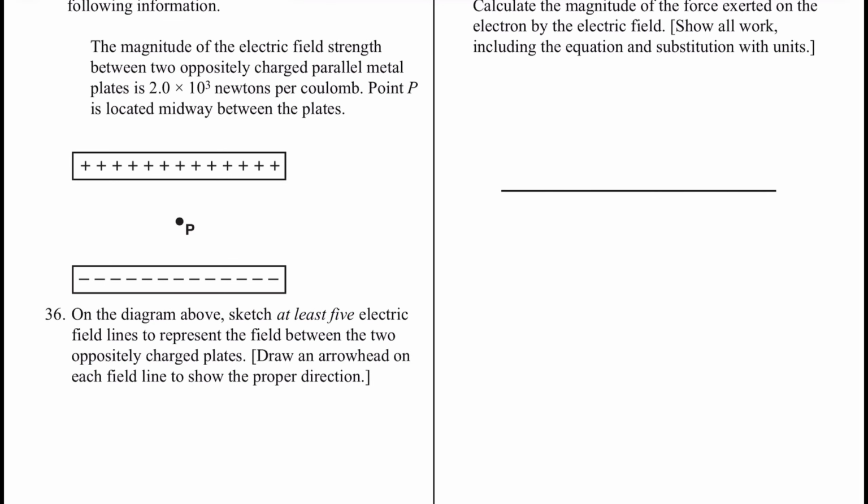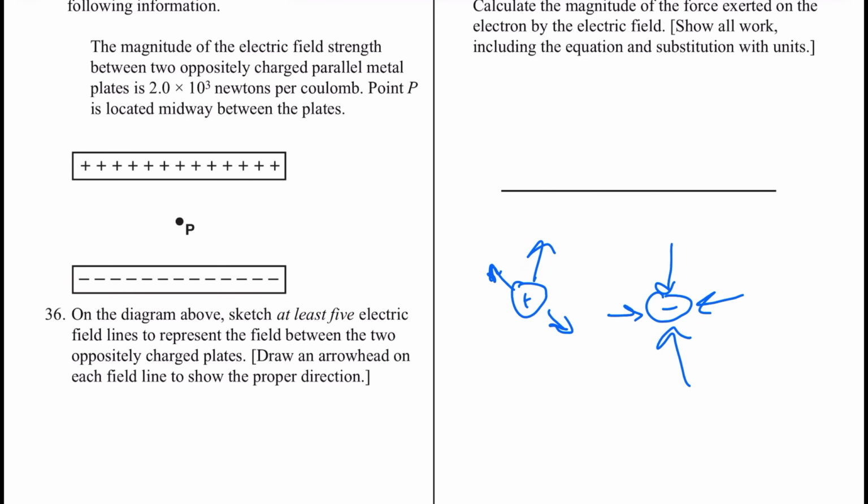Okay, now on this diagram, we need to sketch at least 5 electric field lines to represent the field between two oppositely charged plates. So we have a negative plate and a positive plate. Remember, for positive charges, we're going outwards. And then for negative charges, we're going inwards.